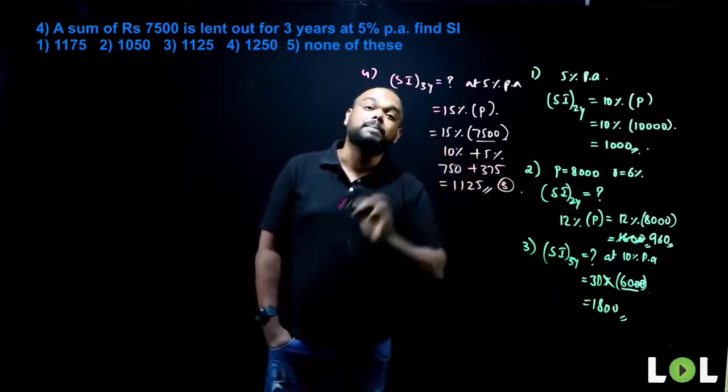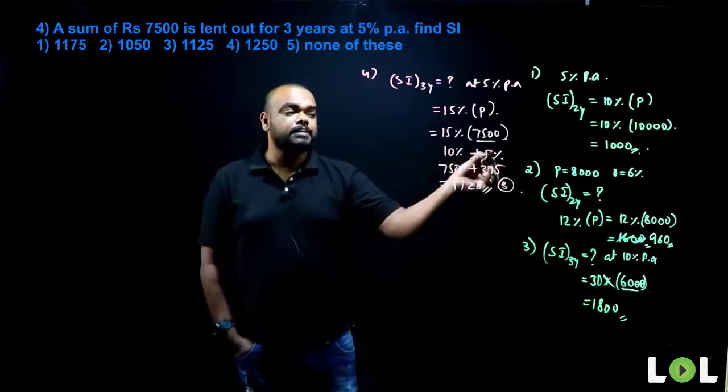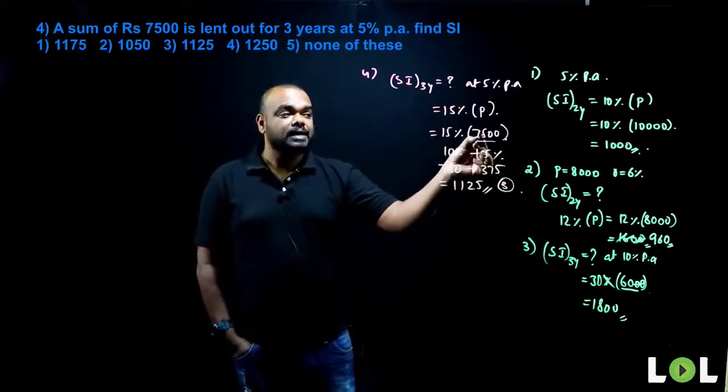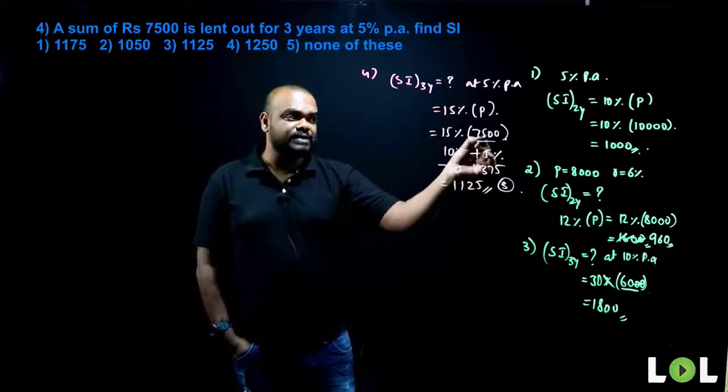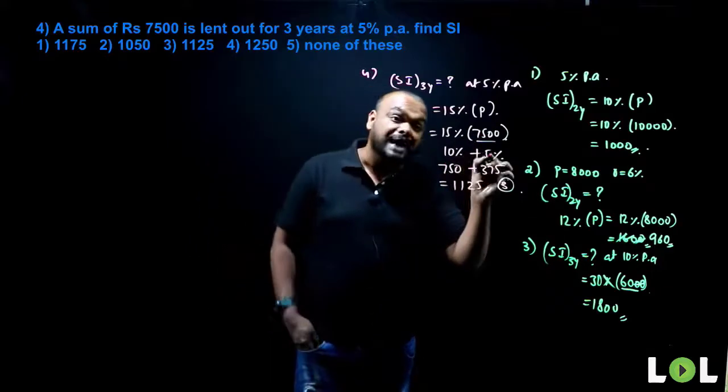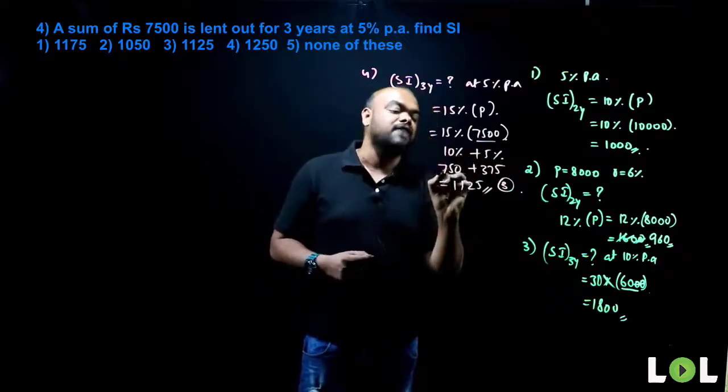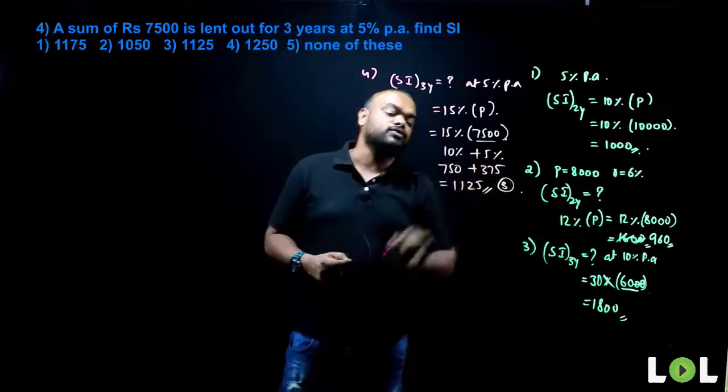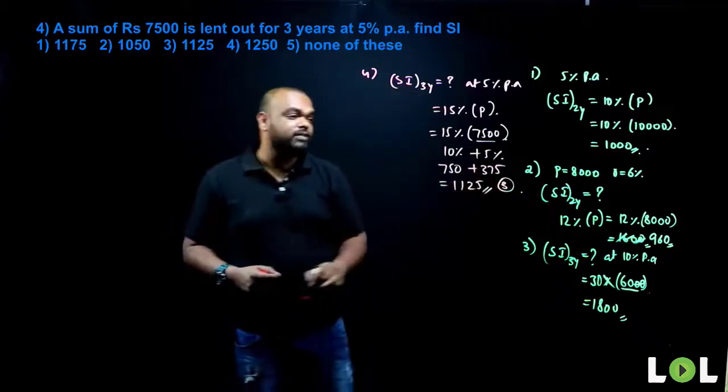This is one way: 15% of 7,500. 15% can be written as 10% plus 5%. 10% of 7,500 is 750. And 5% means half of 10%. Half of this is 375. Add both of them, you will get the answer. Now, what is the other way?